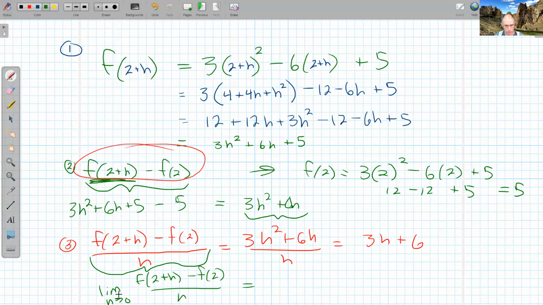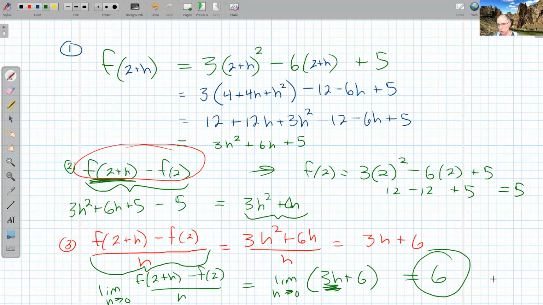You don't really have to rewrite that there. We wrote it earlier. What is the limit as h goes to 0? But you should write this part, 3h plus 6. Well, this term right here is getting smaller and smaller till it essentially disappears, leaving just the 6. So we should see that the slope of the tangent line there is 6.